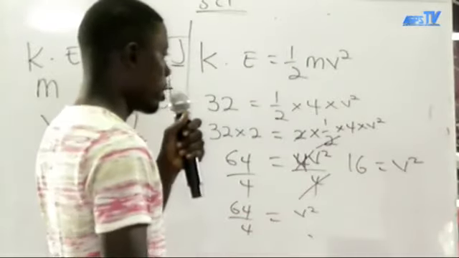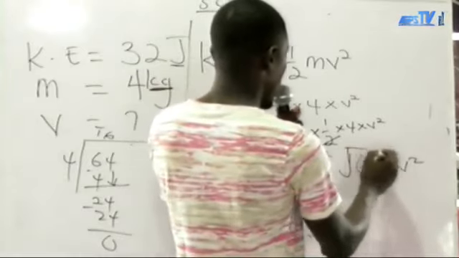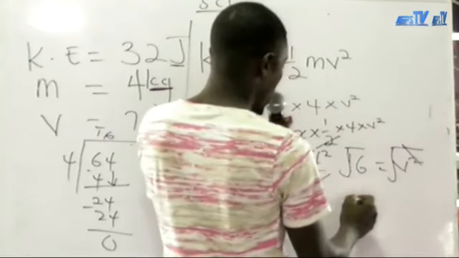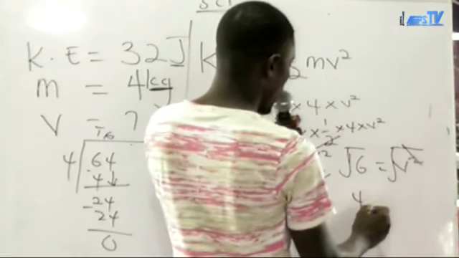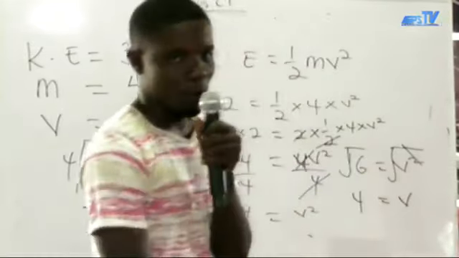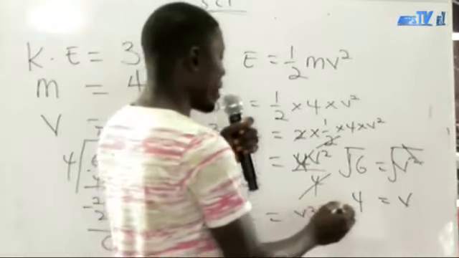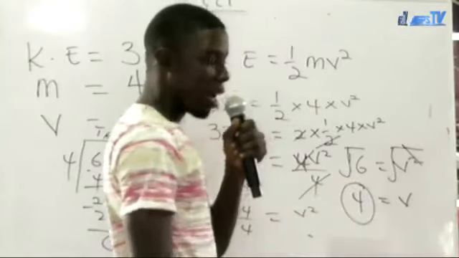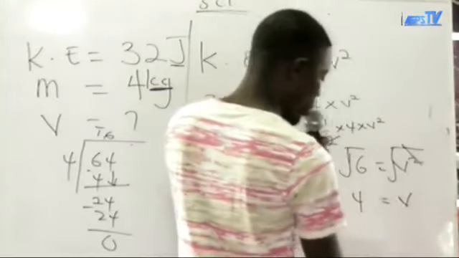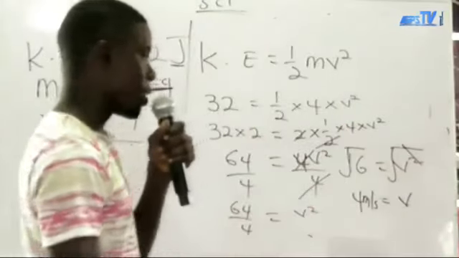Then here you're not done. You find the square root of both sides, so that this one will cancel this. So we have 4 is equal to V. But if you write 4 here, you're not done. This 4 is a figure, so if you write 4 is equal to V, it will mark you wrong. So just 4 meters per second is equal to the velocity.